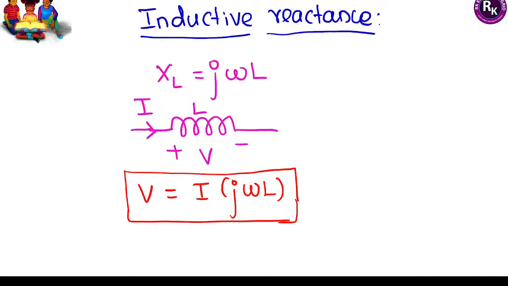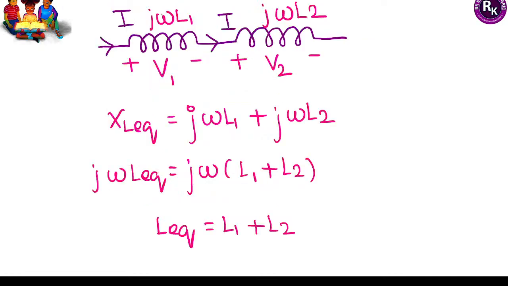Similarly, if you are talking about inductive reactance in AC circuits, we will be defining inductive reactance. The formula for the inductive reactance of the inductor will be XL equal to j omega L, and the relation between the voltage and the current in case of an inductor is V is equal to I into j omega L. We know this.